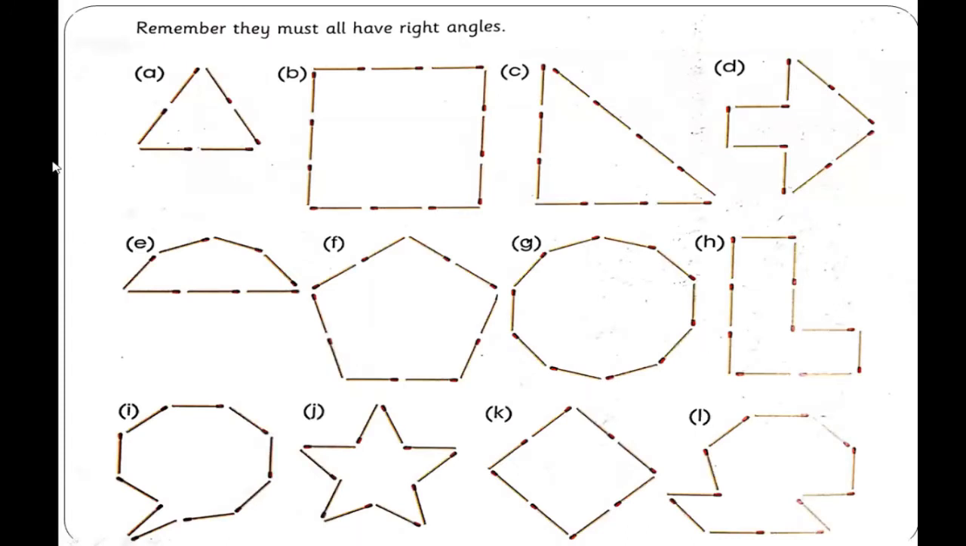Look at this. Remember, they must all have a right angle. So maybe these are all 2D shapes. Some 2D shapes have a right angle and some don't. So you should find where you have a letter L and know whether it is a right angle or not. You can see this triangle.